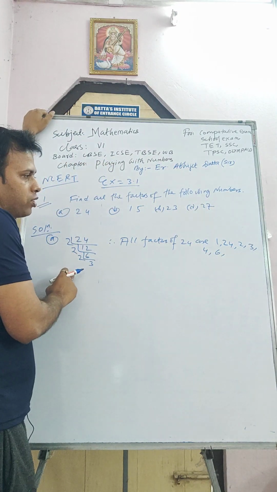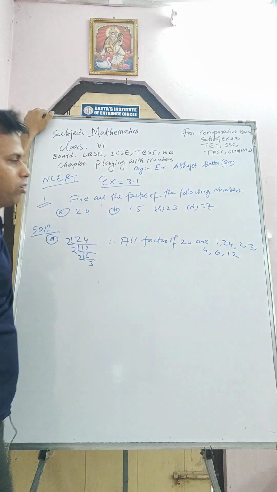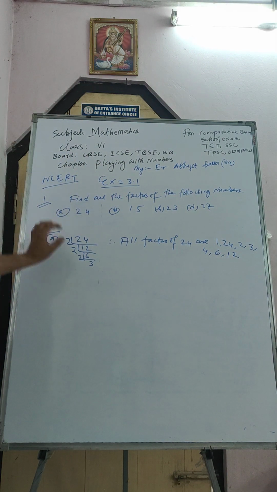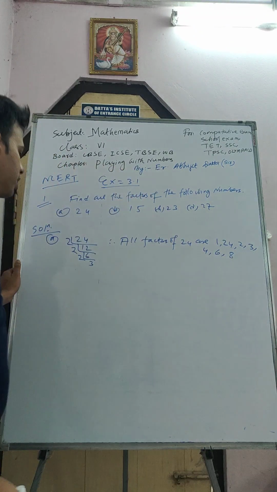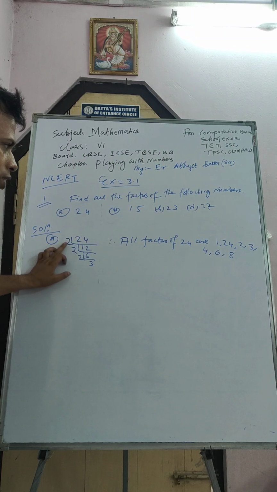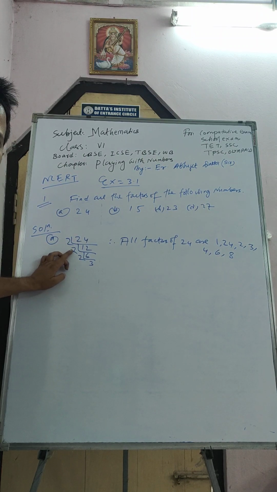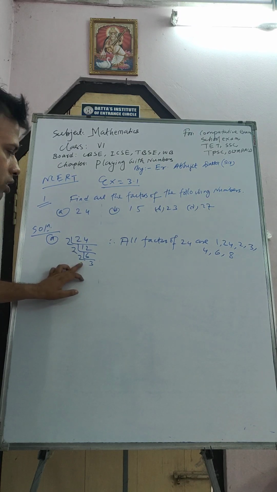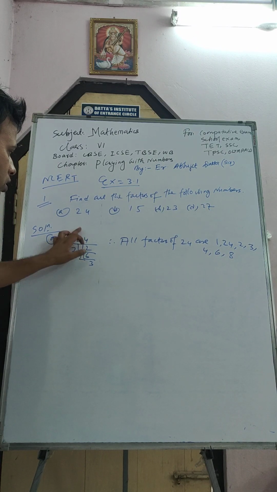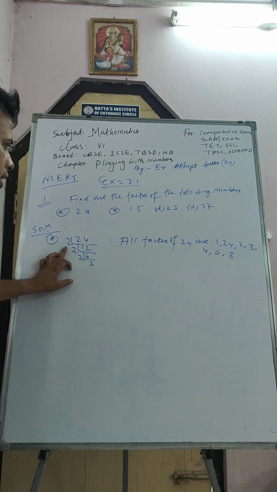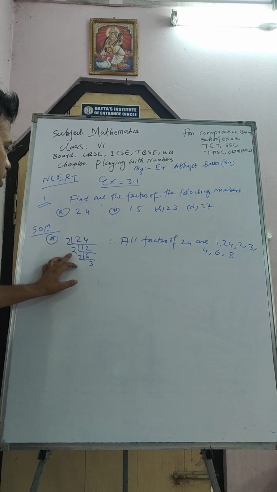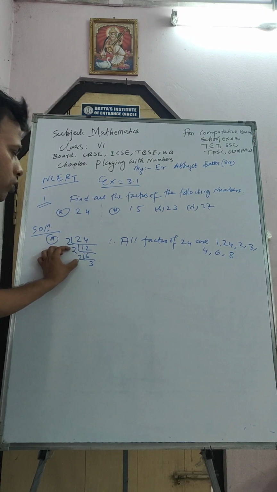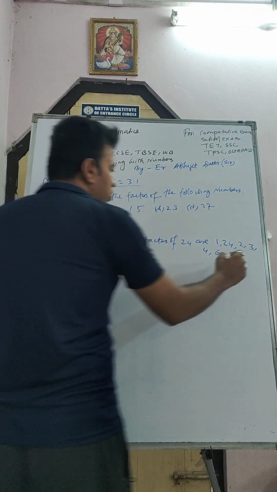And 24 is also divided by 12. So all the factors of 24 are what? 8 is also a factor. How can I find it? 2 is a factor, 3 is a factor. Then 2 into 2 is 4, a factor, and 2 into 3 is 6, also a factor. If I divide 24 by 6, we get 4. Now 2 into 2 into 2 is 8. 8 is also a factor, and another is 12. 2 into 2 is 4, 4 into 3 is 12. So 12 is also a factor.